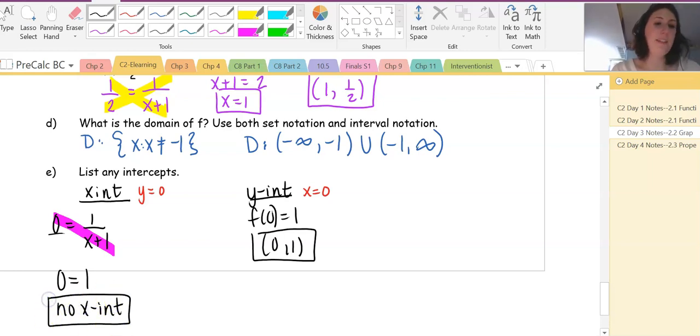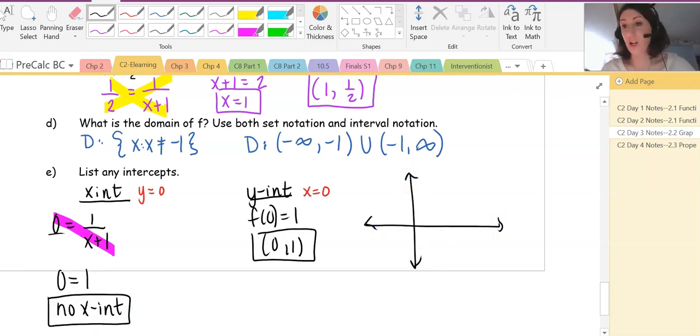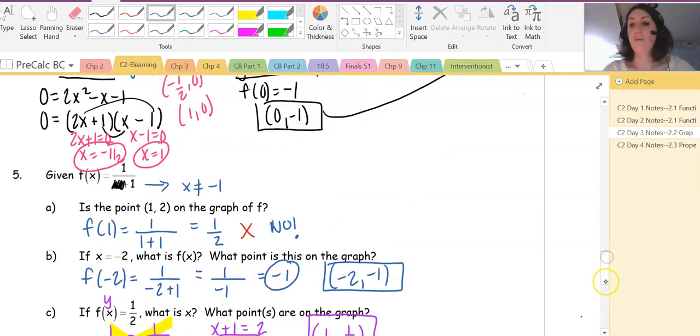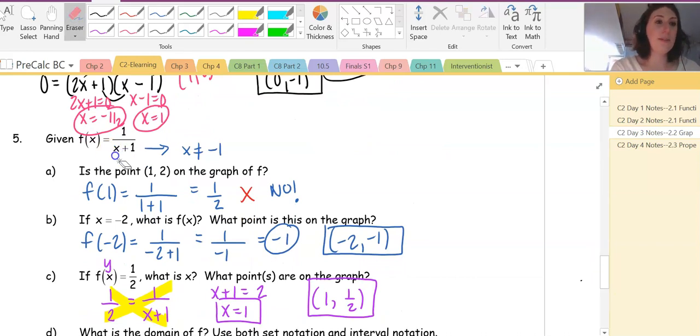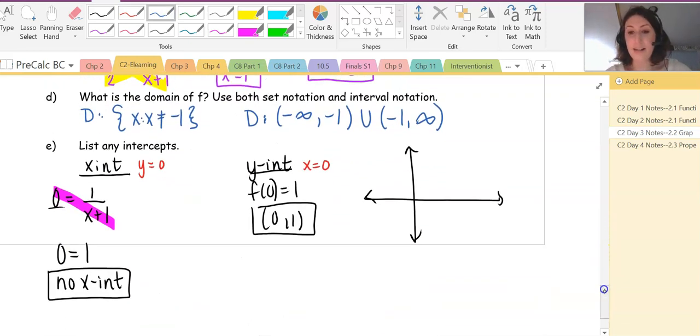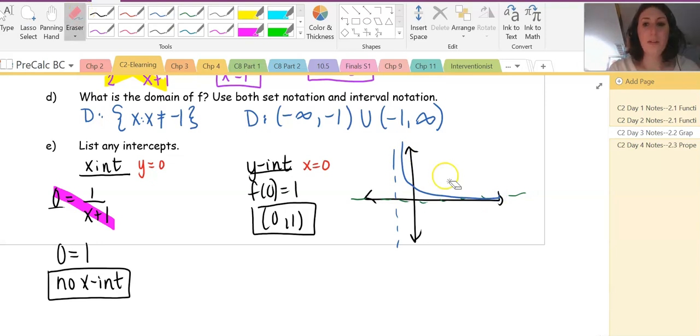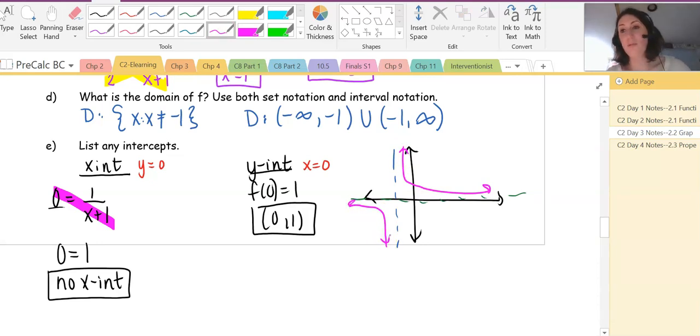Now, if you graph this, just to give you an idea, this is a rational function, which is something we're going to talk about a lot in our next chapter. It's like what our whole next chapter is on. But what you may recall is because there is an x plus 1 in your denominator, we have a vertical asymptote at x equals negative 1. We also have a horizontal asymptote, which we'll get into later, at y equals 0. So your graph would look something like this. It's not crossing that horizontal asymptote, which is why we don't have an x-intercept.